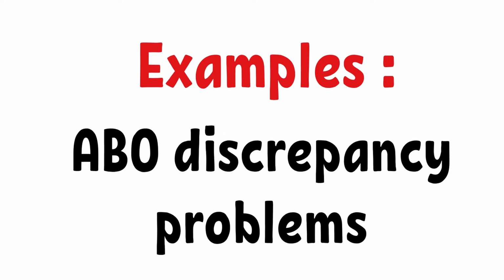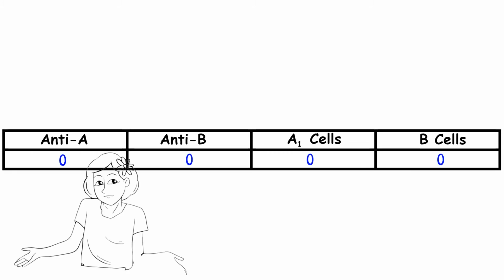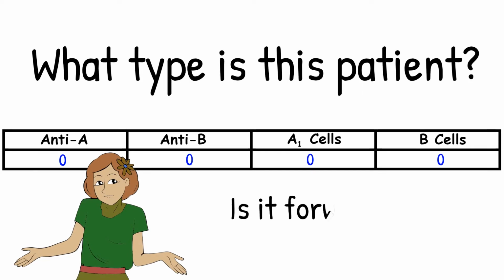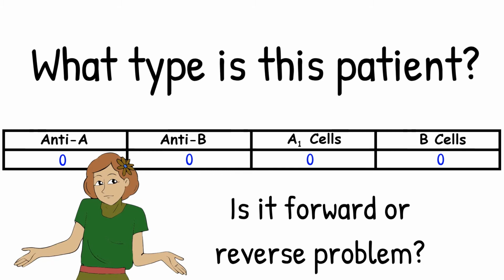Let's take a look at some examples of ABO discrepancy problems. Take a moment to look at this reactivity. You can pause the video if you need more time. What blood type do you think the patient has? And how would you approach this problem?